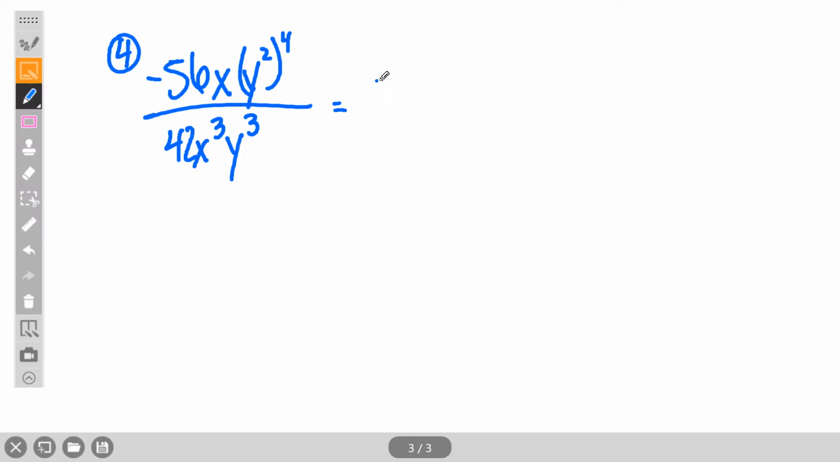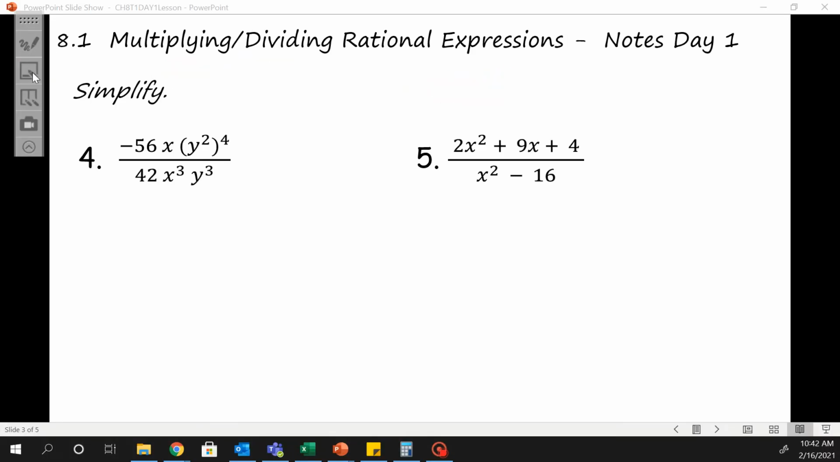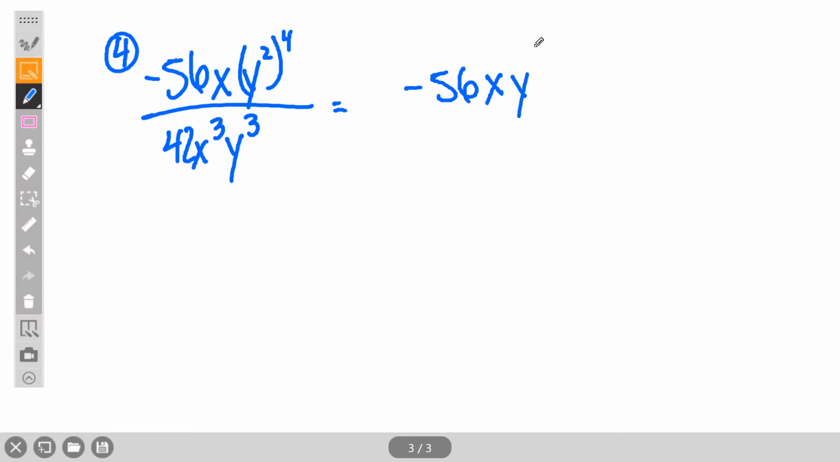So negative 56 can be factored into negative 1 times 8 times 7. Let me do it a different way. So let me simplify this. So negative 56 x, and then that's y to the 8th power, because it's 2 times 4. And these are all multiplied. And we have 42 times x cubed times y cubed. Okay, so I just have to use the properties of exponents here.